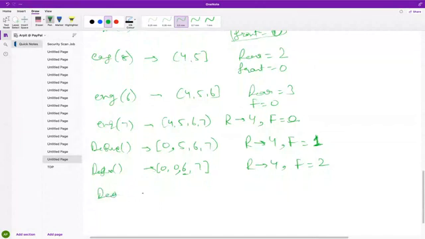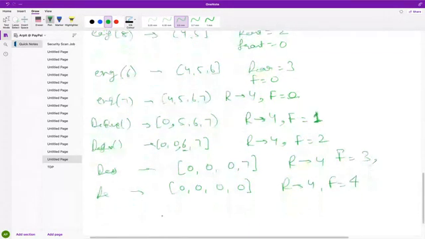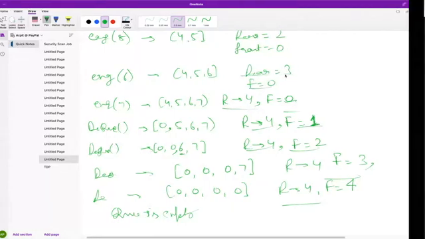Now if we again do the dequeue, it will look like this: 0 0 0 7, right? And rear is still 4 and front is at 3. Correct? And now again, if you do the dequeue, 0 0 0 0, and rear and front are both equal to 4. Now our queue is empty. This is how rear and front are working, guys.